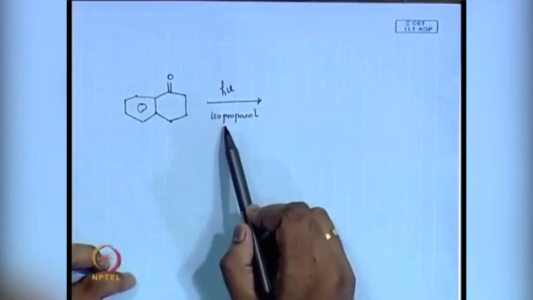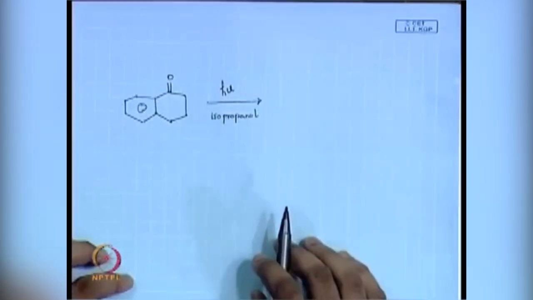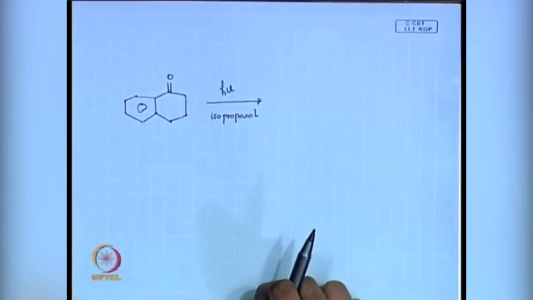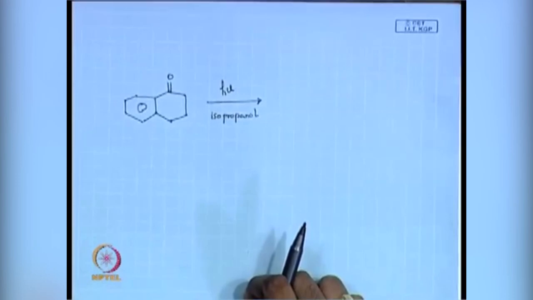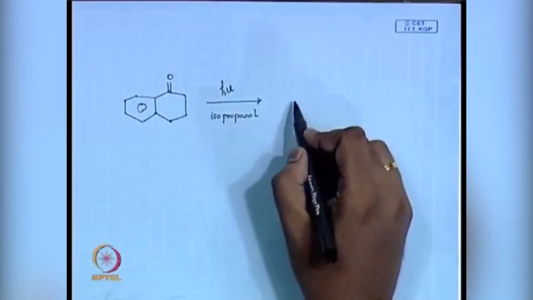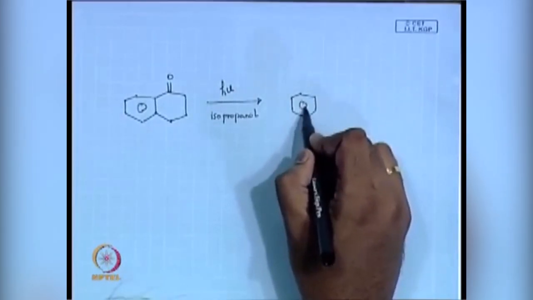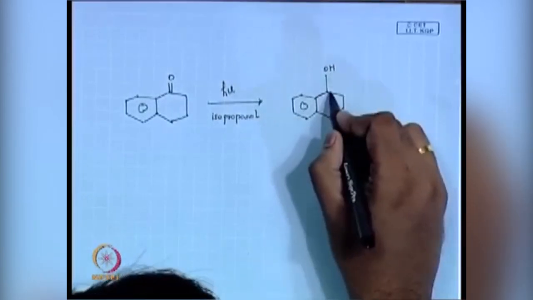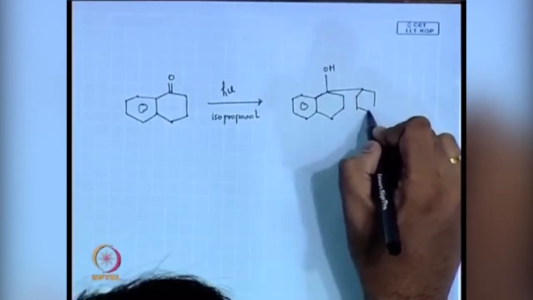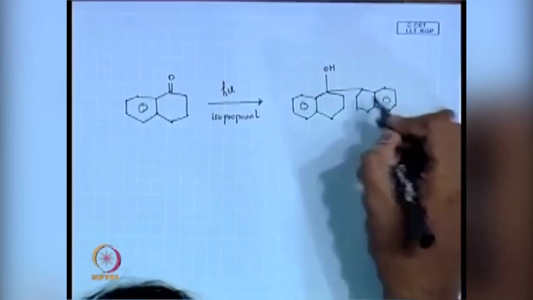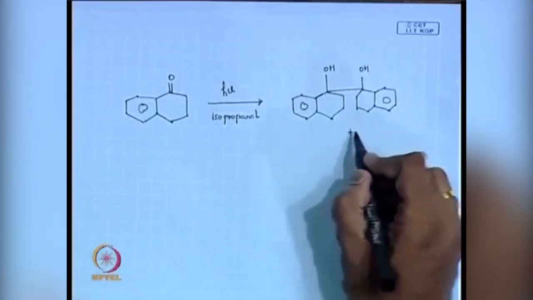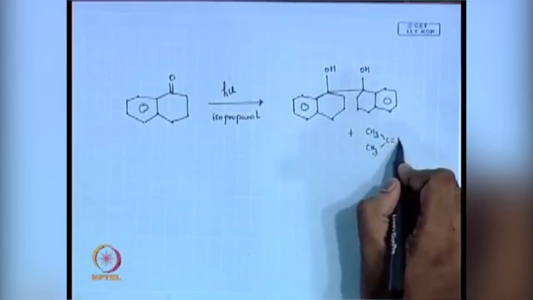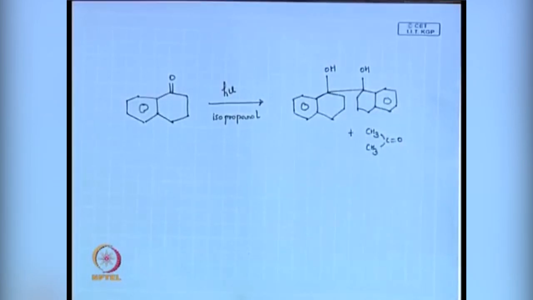But you see, the chemistry is now done in isopropanol. So, can you write the major product? It will be intramolecular hydrogen abstraction. That is also from the solvent. So, here solvent decides what chemistry it should be. So, this will be a photoreduced product.